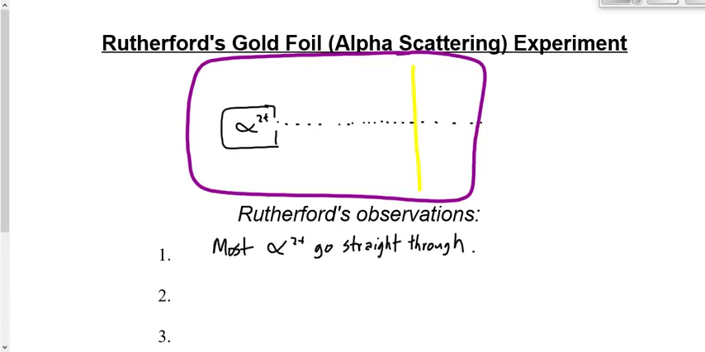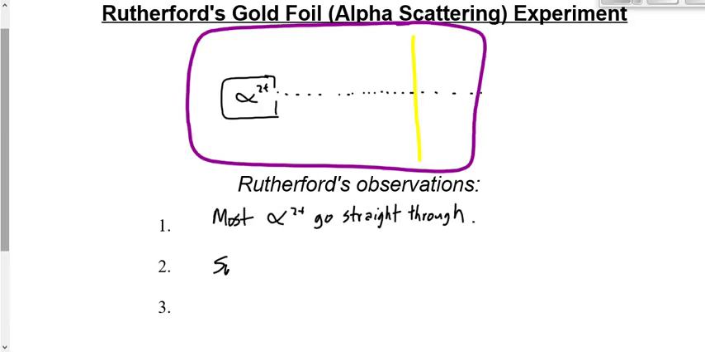Some of the alpha particles, though, go through but are deflected. So instead of going straight through, they hit the gold foil like this, and they maybe deflect like this, or they maybe deflect even more like this, or they maybe deflect upwards like this. Some of the alpha particles are deflected. Now, most of them, remember, still go straight through, but some of them are deflected.